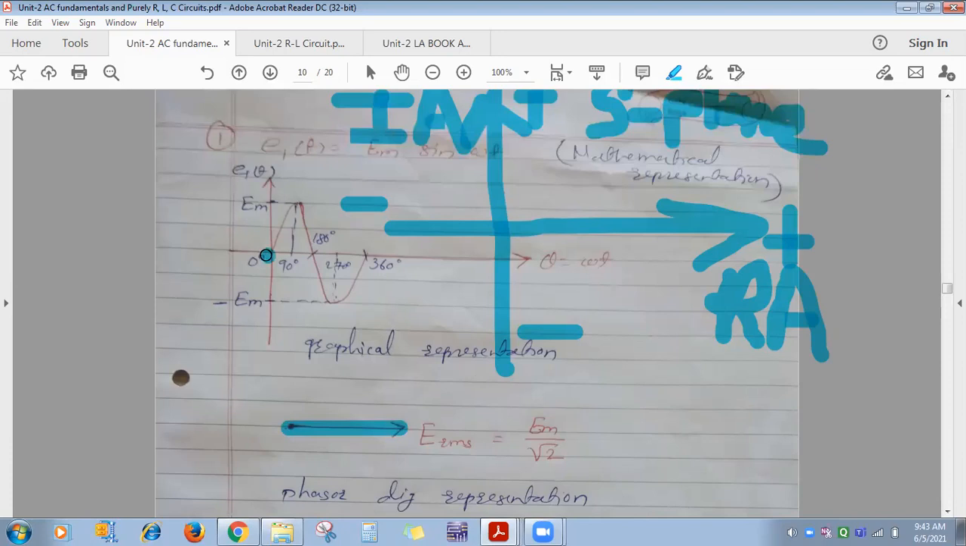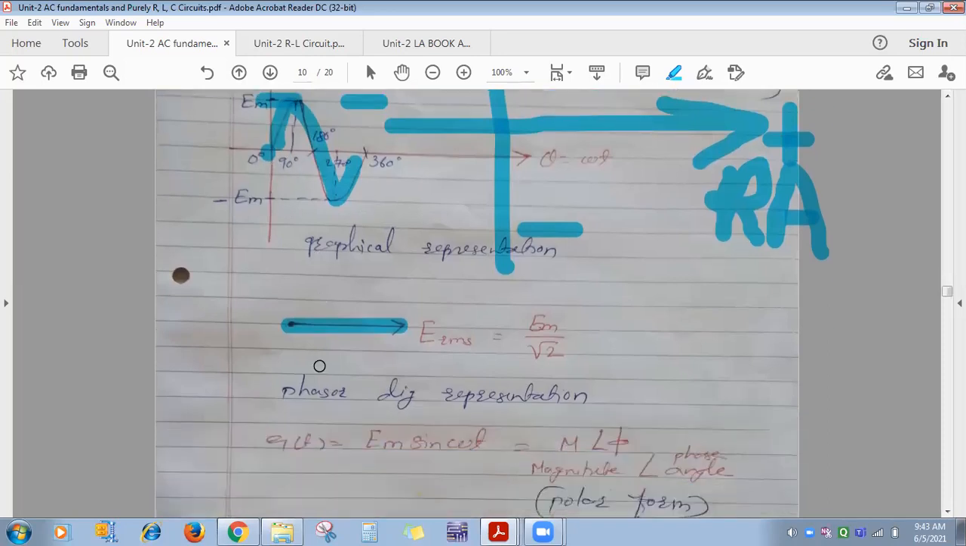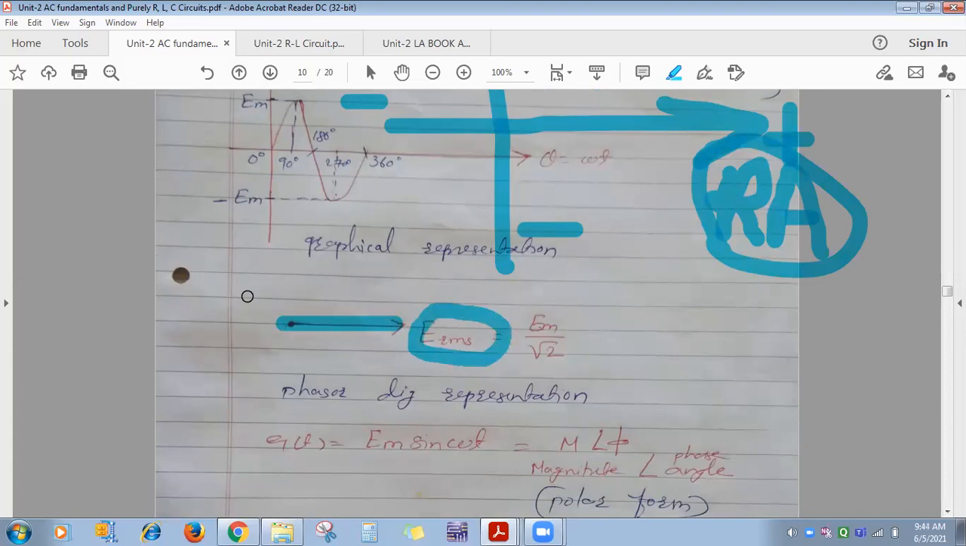So the waveform starts from the origin, at origin it has 0 value, then increases positively. The first positive peak occurs at 90 degrees. So for this voltage or current waveform, a purely sinusoidal AC waveform, Em sin of omega t, Im sin of omega t, its phasor diagram representation is along the positive real axis, with an arrow at the end, and the magnitude will be equal to the RMS value. So this is the phasor diagram.